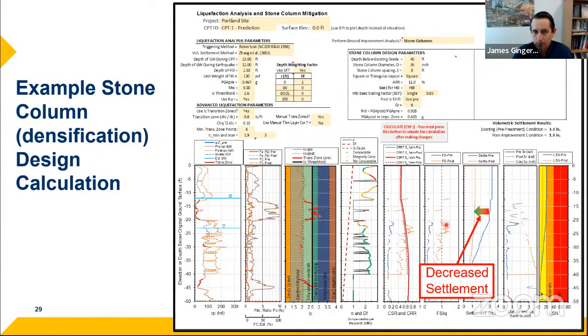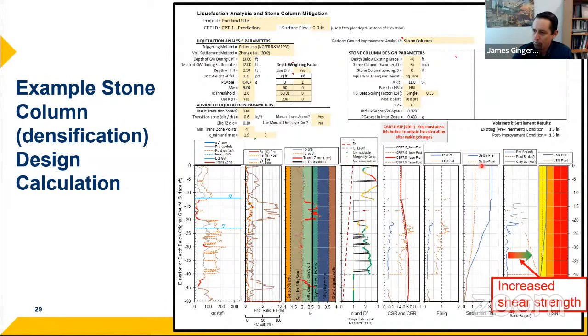We can do that, but it becomes very, very expensive. And why pay for something that you don't need? So you can see my settlement estimation from volumetric settlement has gone from a little over 3 inches down to 1.3 inches. That's sufficient for a lot of projects.